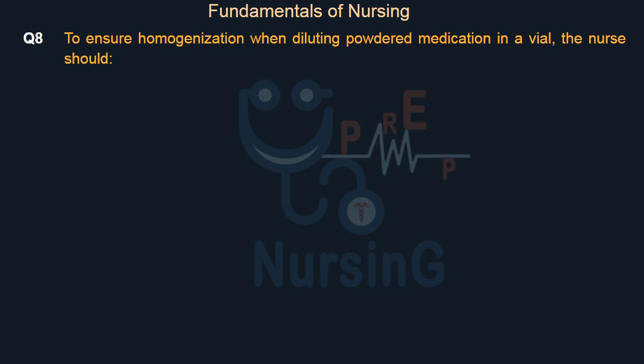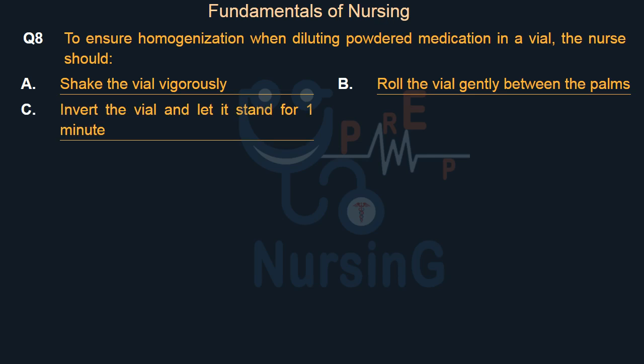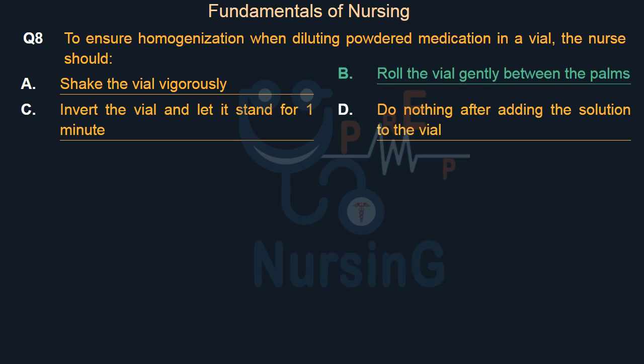To ensure homogenization when diluting powdered medication in a vial, the nurse should: option A. Shake the vial vigorously. Option B. Roll the vial gently between the palms. Option C. Invert the vial and let it stand for 1 minute. Option D. Do nothing after adding the solution to the vial. Right answer is option B.